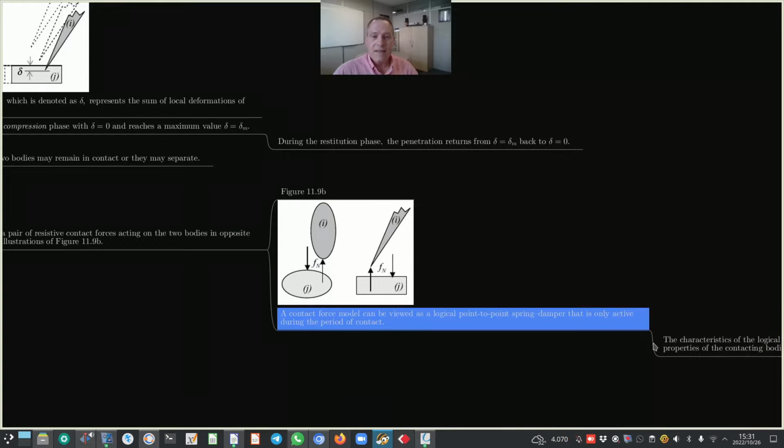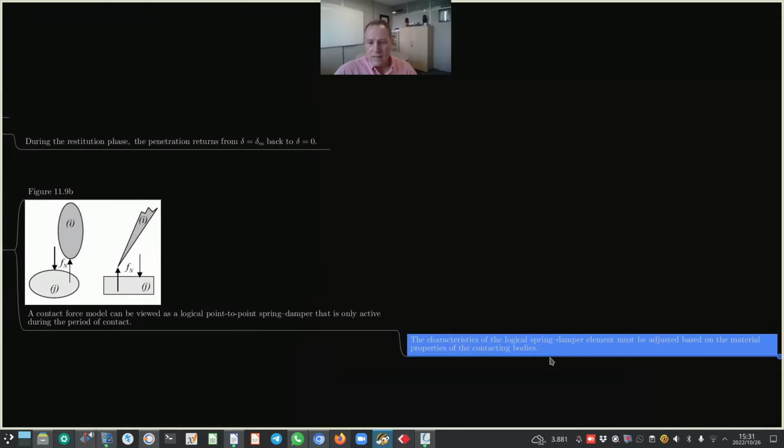We'll look at an example of how this is implemented. As a matter of fact, we already have looked at two examples where this logical point-to-point spring damper has been applied, and in today's lecture, we will revisit those two examples that we discussed in lecture 5. The characteristics of the logical spring damper element must be adjusted based on the material properties of the contacting bodies.